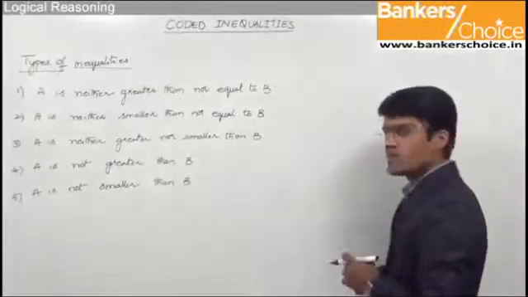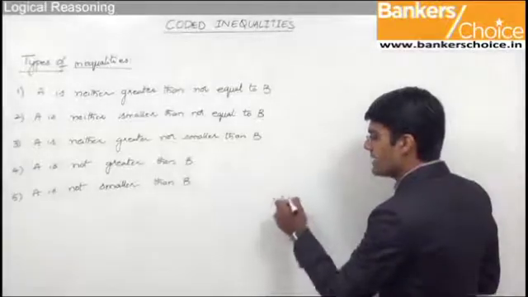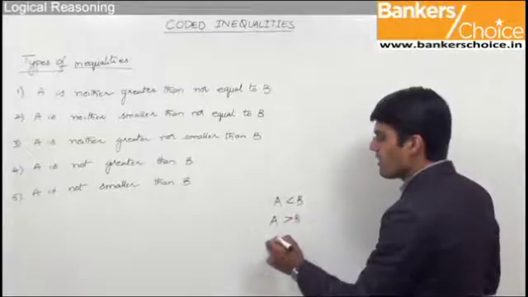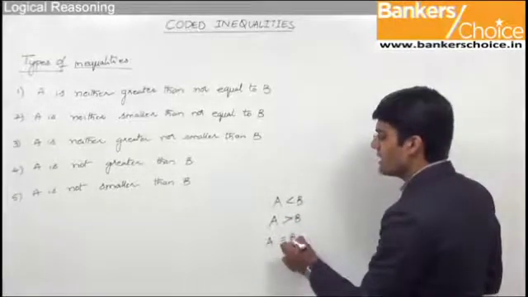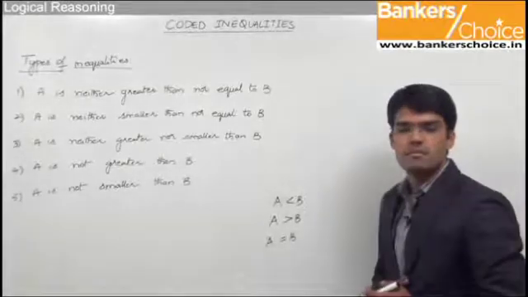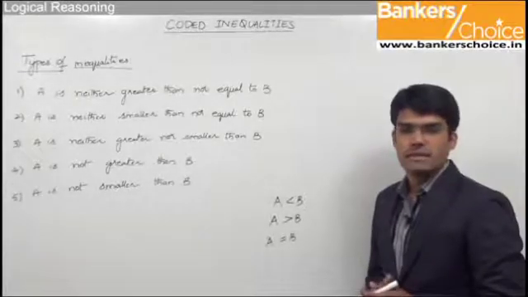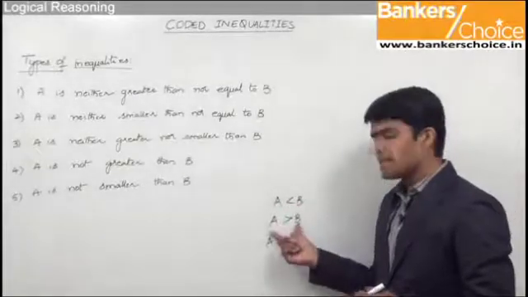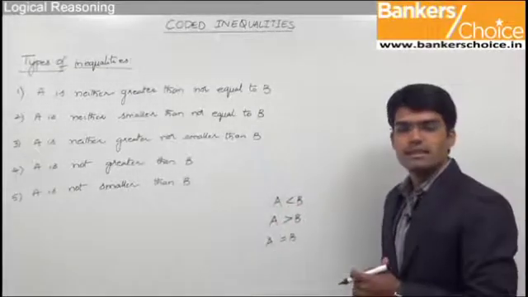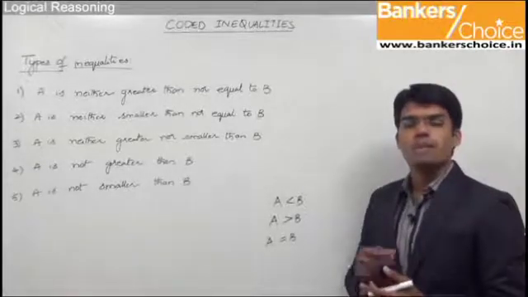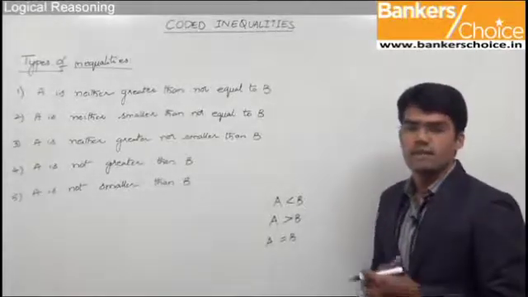So the conclusions which we can make out are A can be less than B, or A can be greater than B, or A can be equal to B. In general, these are the three basic comparisons which can be made from two variables comparison. That is, either one of them is less than the other, or greater than the other, or both of them are equal. Now with this knowledge, let us first understand what are the various types of inequalities that we have.